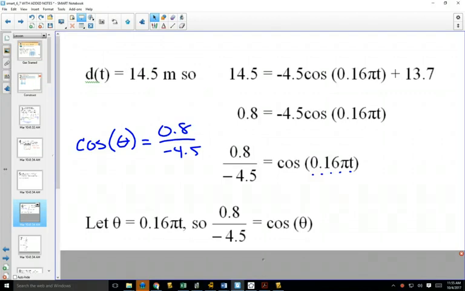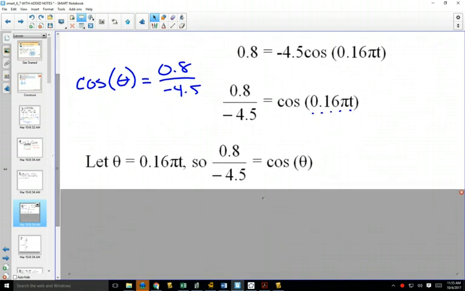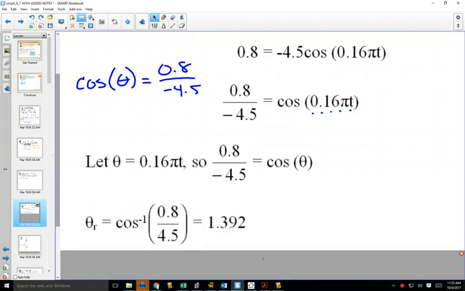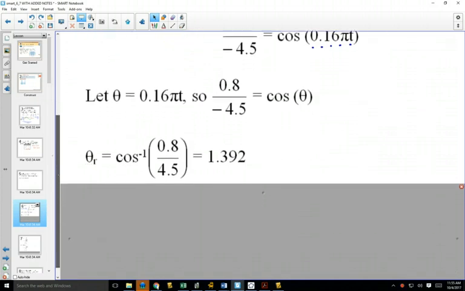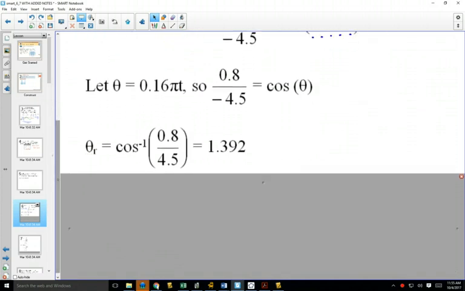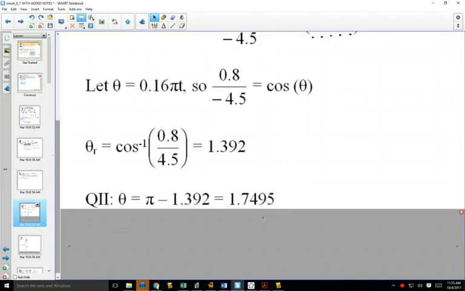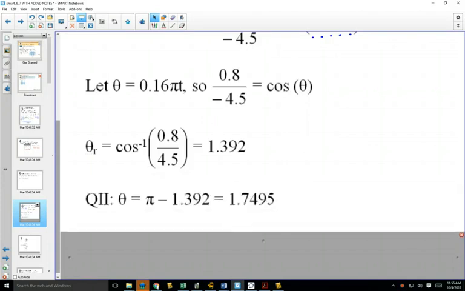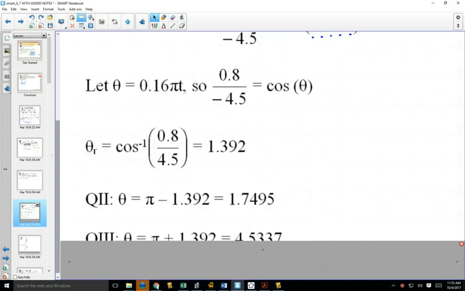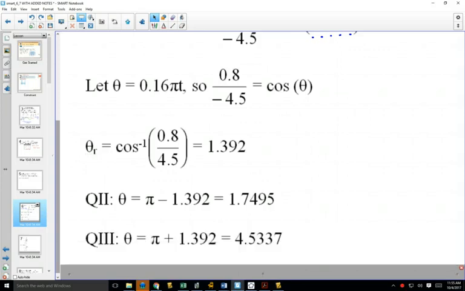Now, if I'm solving this, what do I have to do? Well, cos is negative. It's going to be in quadrants 2 and 3. I'm going to need to find my reference angle. Remember, when we find our reference angle, we always use the positive values. So I do cos inverse of the 0.8 over 4.5, and I get a reference angle of 1.392. I then would say, since it's in quadrant 2 and quadrant 3, well, in quadrant 2, I would go pi minus my reference angle. In quadrant 3, I would go pi plus my reference angle.